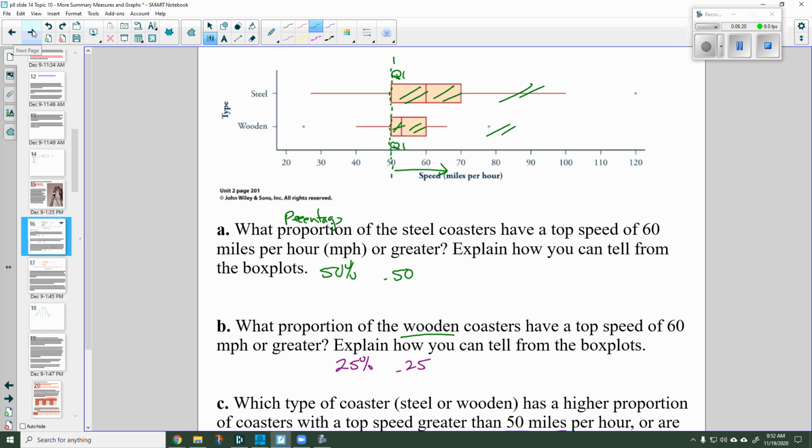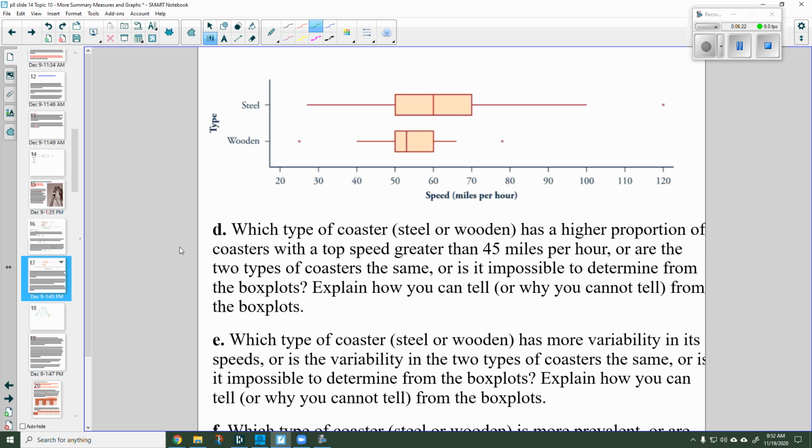Okay, let's press go to do some more. Same box plot, hasn't changed. Which type of coaster, steel or wooden, has a higher proportion of coasters with a top speed greater than 45 miles per hour? Or are they the same? Or is it impossible to tell? So let's go here, 45 miles per hour. This is an important question. So here's 45 miles per hour.